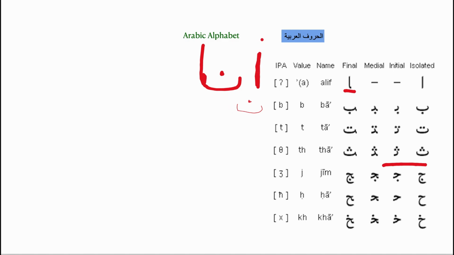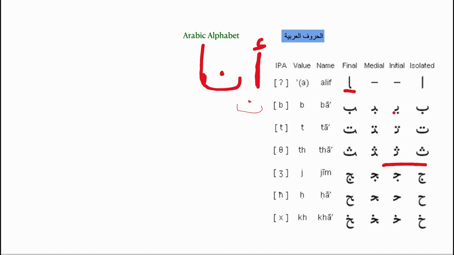Normally you can see a hamza on top sometimes, and this is the hamza. So you can see ana. Ana means I. Let's say, ana ju'an, I am hungry. Basically I am, if you want. Ana, I am. Ana ju'an, I am hungry.